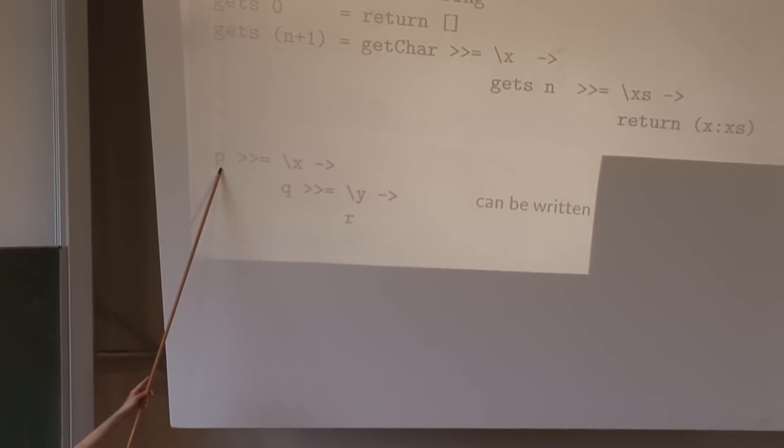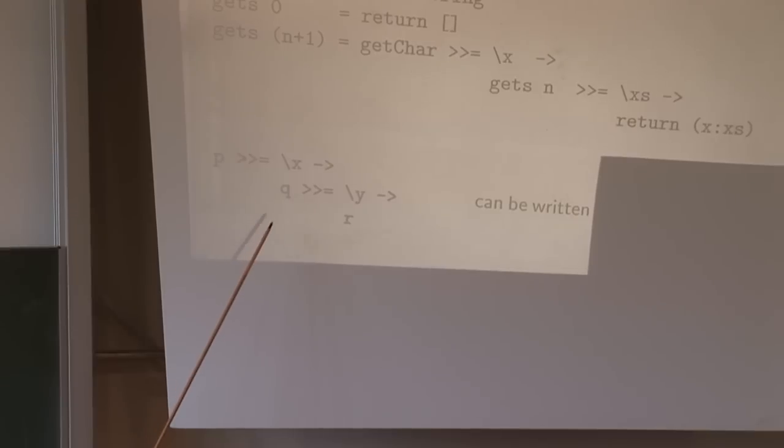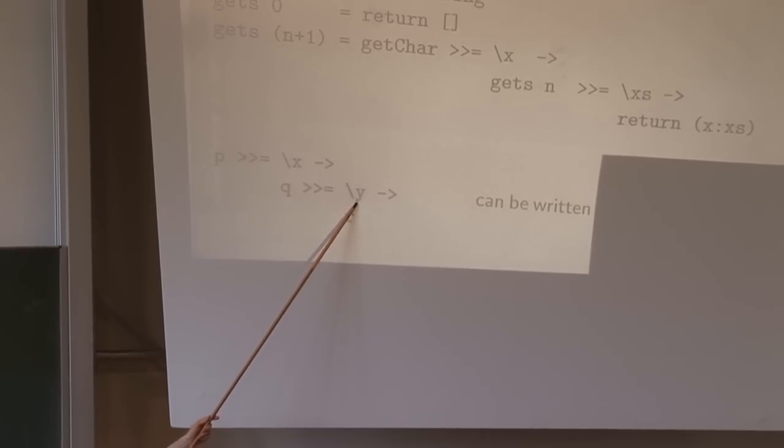First perform action P, then keep the value in mind that was computed in P, call it X. Afterwards perform action Q. The value that was computed in Q is called Y. And then afterwards perform action R. So do these three actions, P, Q, and R, but keep the values that were computed during P and during Q in mind. The value computed during P we call X, and the value computed during Q we call Y.